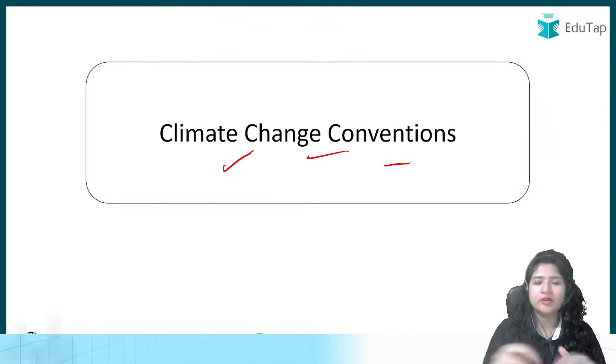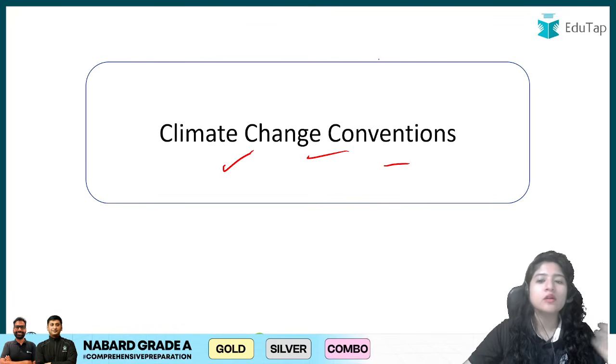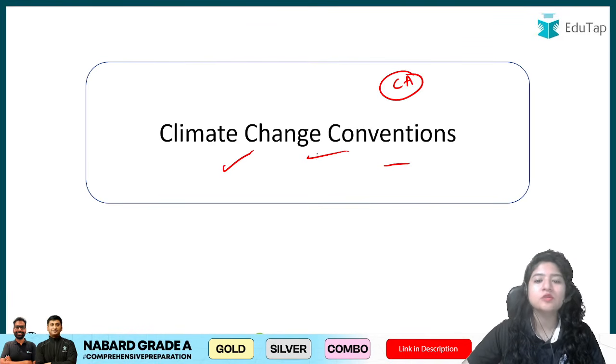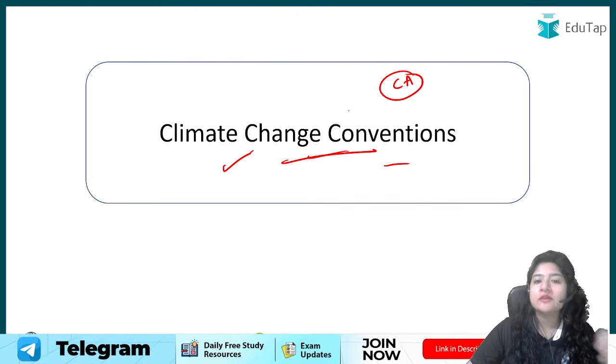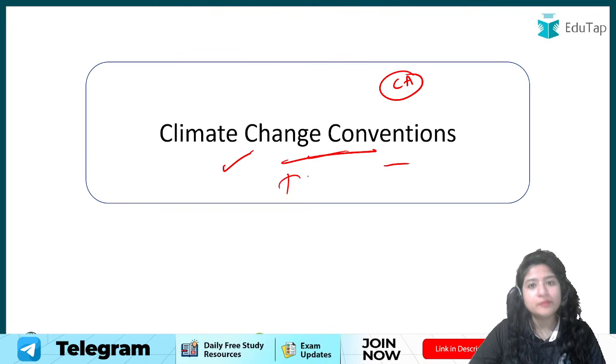The topic that we have picked up today is the different climate change conventions that are there. We are going to talk about it, and we need to understand that a lot of current affairs related to climate change conventions are asked in the exam. But to understand those current affairs, we should understand the basics, right?